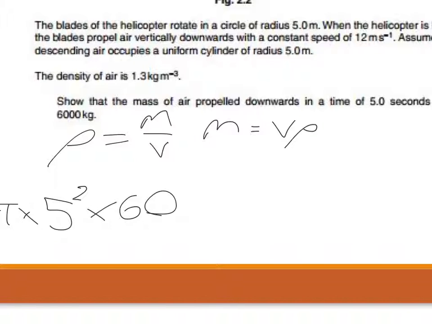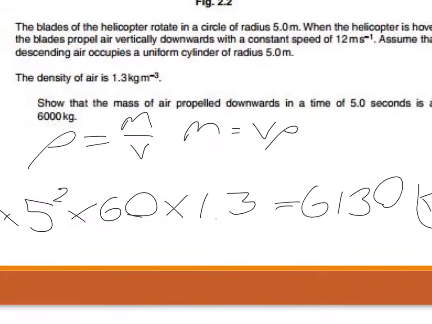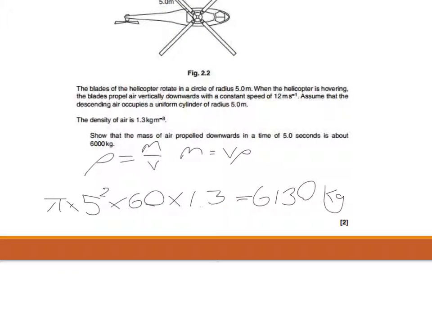So that will be the volume, and then because we just want volume times density, we can just times straight away by the density to get the total mass. So pi times 5 squared times 60 times 1.3 comes out as 6,130 kilograms to 3SF, which is about 6,000 kilograms, as we were asked to show.